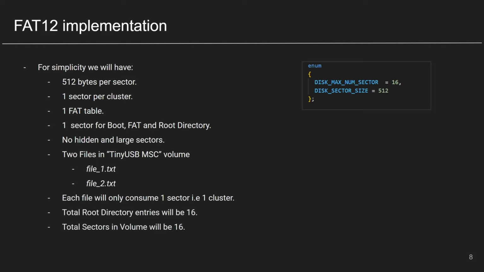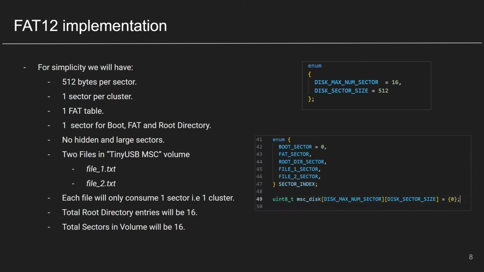Total sectors in our volume will be 16. I have created another enum called sector index. This gives meaningful names to specific sectors in our disk, so instead of saying sector 0, I can just say boot sector. Finally, the last line creates the disk in memory.